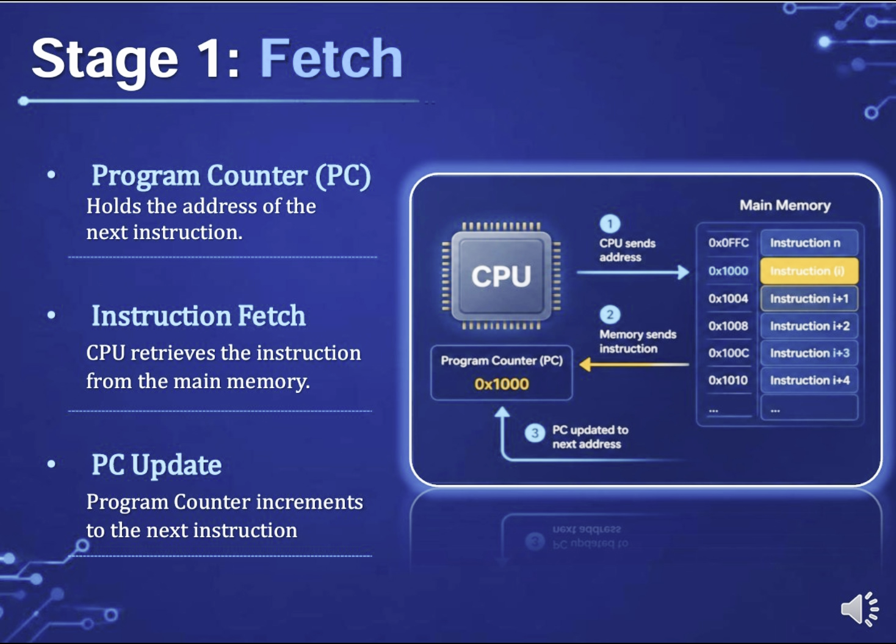Now, the first stage is called fetch. At the beginning of this stage, the program counter contains the memory address of the next instruction. The CPU sends this address to memory and retrieves the instruction. After the instruction has been fetched, it is placed into the instruction register. The program counter is then updated so that it points to the next instruction. This prepares the CPU to continue processing the following instruction after the current one has been completed.